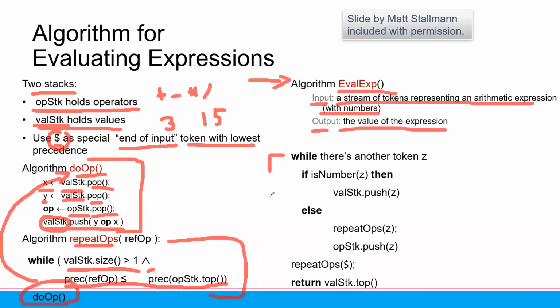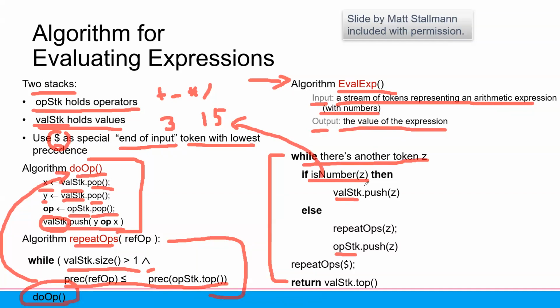So this is the pseudocode. While there is another token Z, so if the token is still not the end, you will check: is it a number? If it is a number, then let's put it into the value. If it is not a number, then you can put it into the operator.